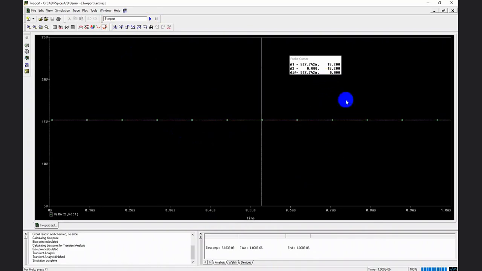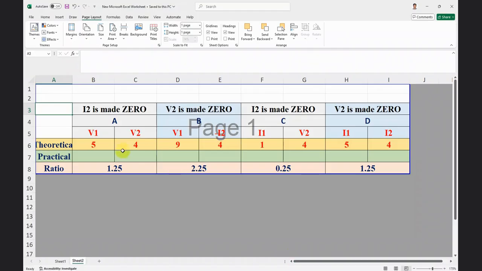So the output is 15.2. So let's note down here. So these are the values for theoretical calculations that we have got for ABCD. So for A, we are given input as 19 and the output is 15.2. So 19 by 15.2, we get the same 1.25. The ratios are the same for A.